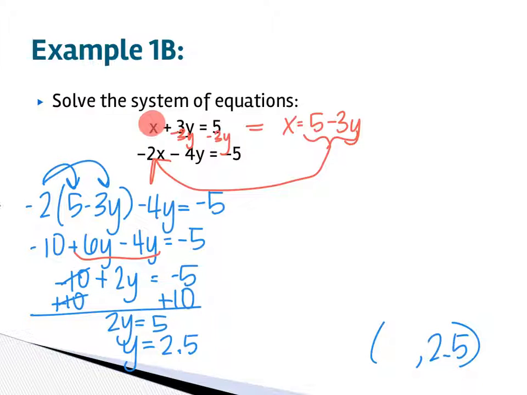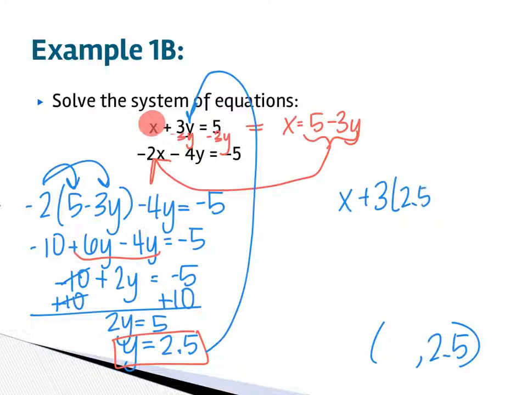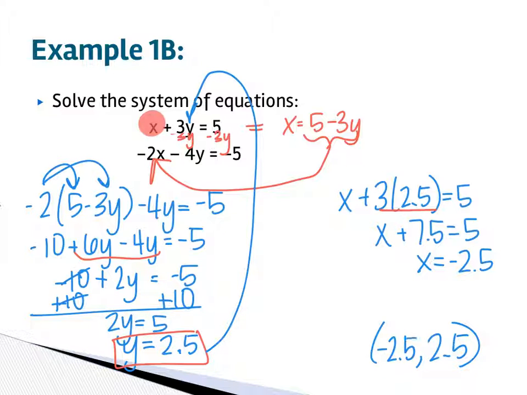Now I just have to find my x coordinate. So I take what y is, and I'm going to plug it in to find the x. In this case, it's going to be easier to plug it into the top because the x has no coefficient. So instead of x plus 3y, we're going to do x plus 3 times 2.5 because y equals 2.5. 3 times 2.5 is 7.5, so that's going to be x plus 7.5 equals 5. Subtract 7.5 from both sides and you get negative 2.5. So your answer is negative 2.5 and 2.5.